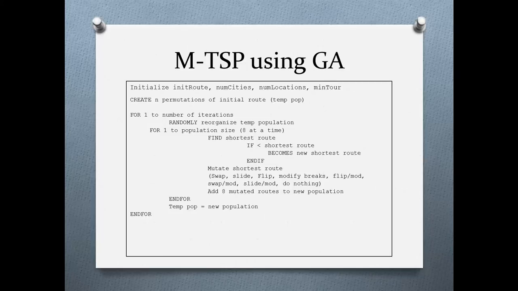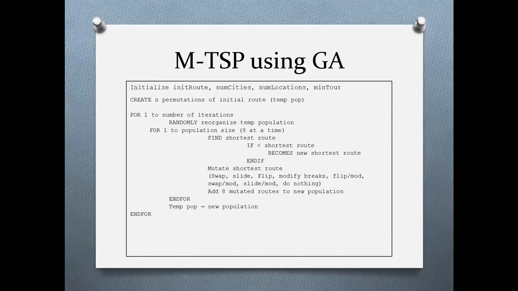So for 1 to our population size, we take 8 at a time. We figure out which one has the shortest route, and we get rid of the other 7. We save that. If that shortest route is shorter than the previous shortest route, that'll become our new one. And from here, we take that one best of 8, and we mutate it in a bunch of different ways.